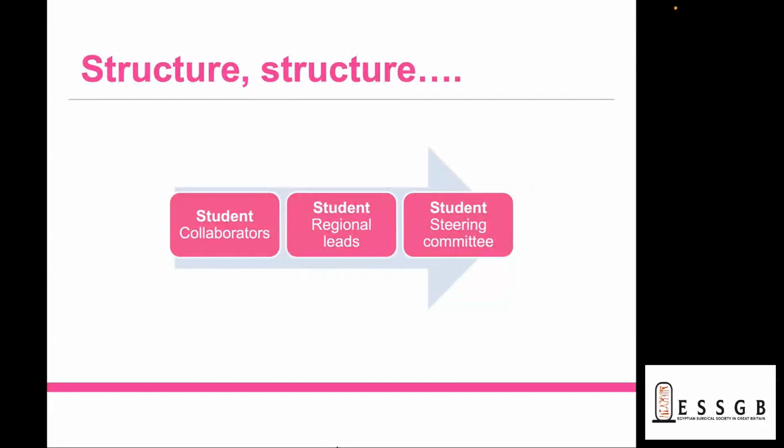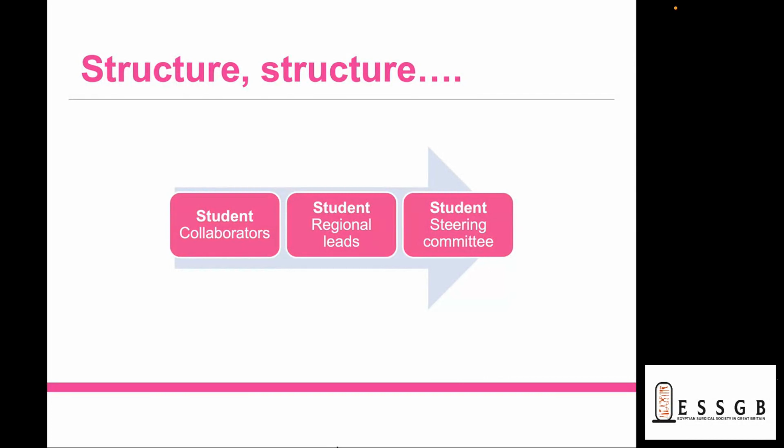And the key thing is structural organization. When you work in large networks of teams, you need to have clear structure. In StarSearch, we have students at the core of it, where they're collaborators together with trainees, be it surgical trainees and perioperative care trainees, involved in collecting data and validating the data they collected.